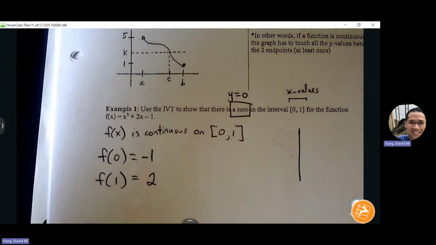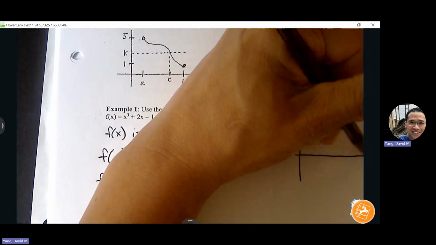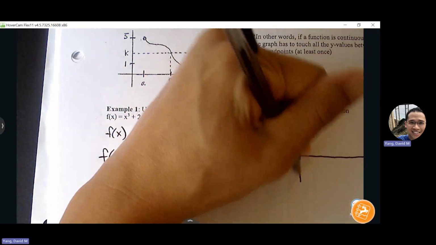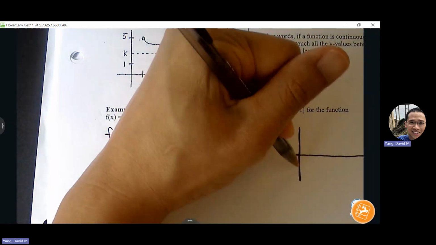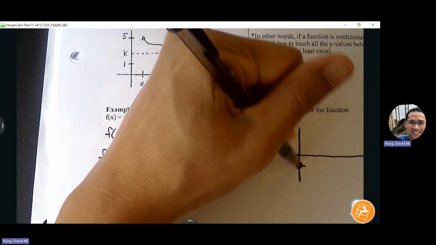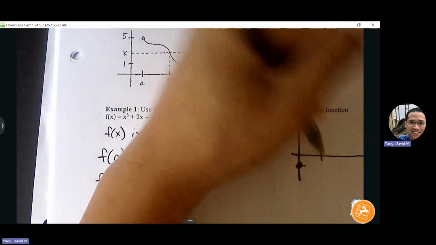So maybe this graph looks like this. It may not, but I just want to give you some visuals so that you're able to see what's going on. f of 0 we know is starting off at -1, so I'm going to plot that point. f of 1 is going to end up at 2.